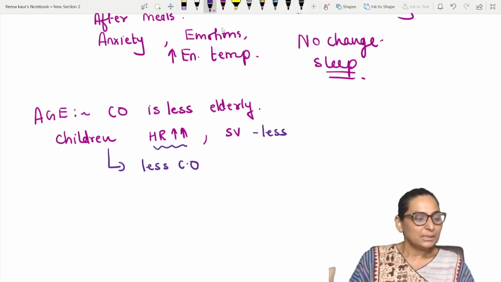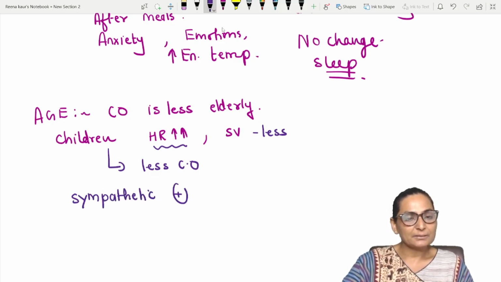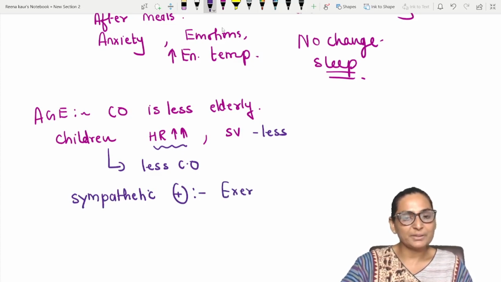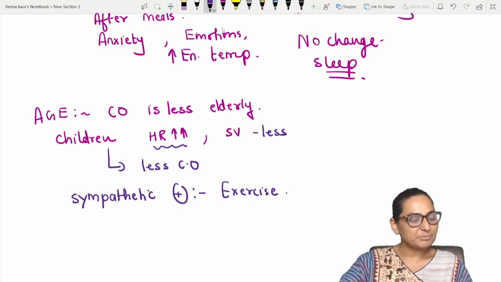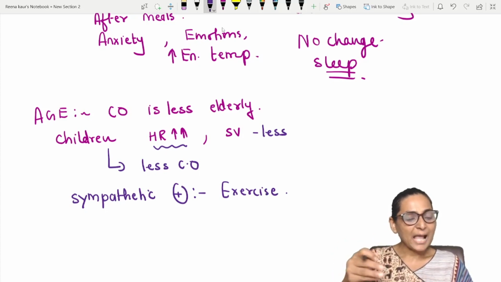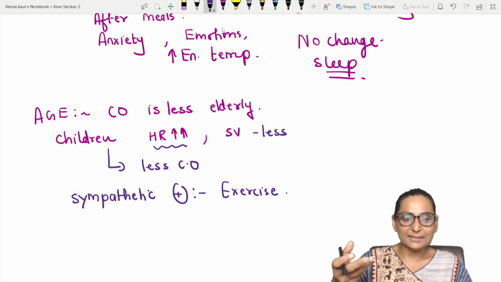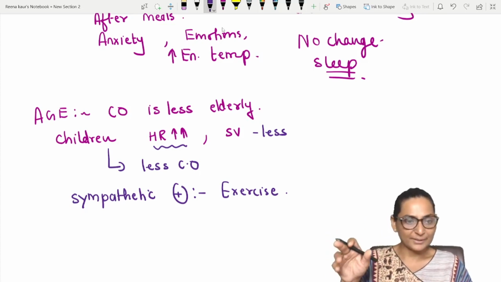Then any conditions where there is sympathetic stimulation, as we have just seen, exercise is a very typical example where there is an increase in sympathetic activity. Exercise itself will bring about lots of sympathetic factors, and you will understand how the sympathetics bring about an increase in the cardiac output by acting directly on the heart, and by acting on the circulation, which we will consider when we study cardiovascular regulation.